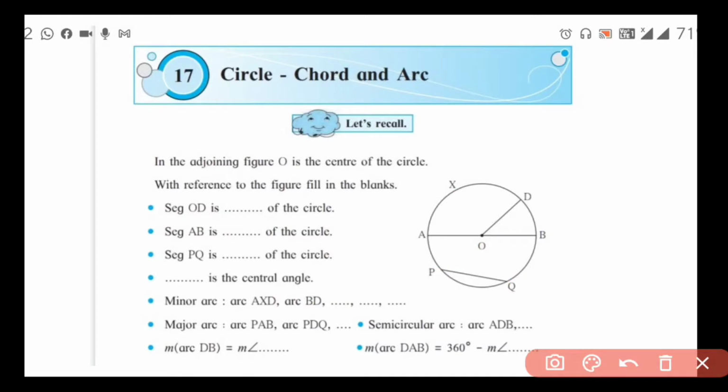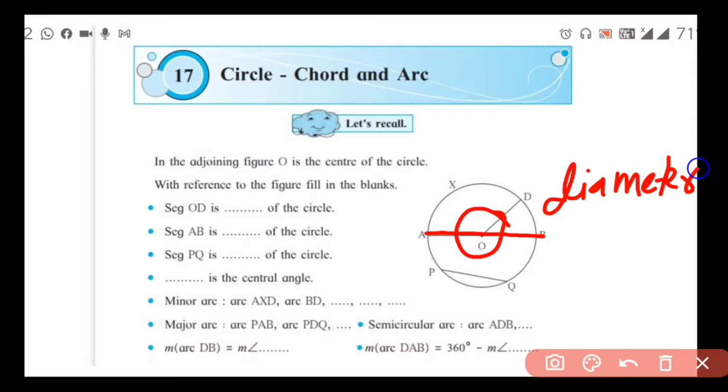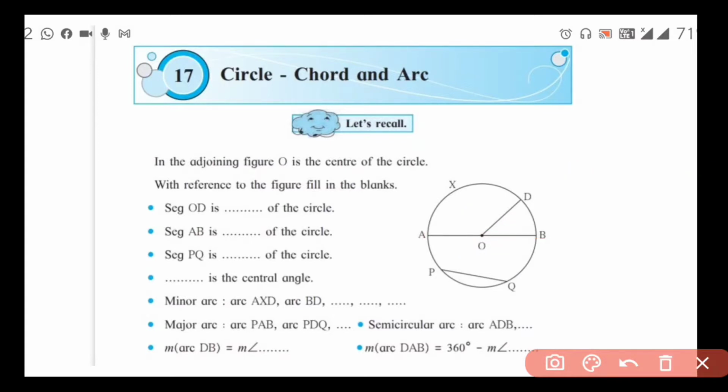Now let us see AB. Seg AB is dot dot dot of the circle. So AB is the segment which joins 2 points on the circle. But this segment joins 2 points on the circle as well as it passes through the center of the circle. So segment which passes through the center of the circle is known as diameter of the circle. So this is the diameter which joins any 2 points on the circle and passes through the center of the circle.